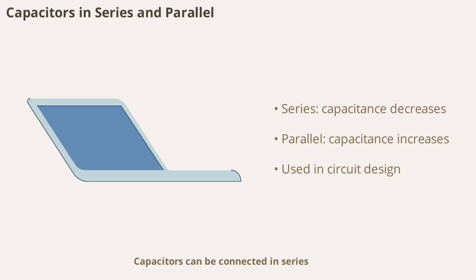Capacitors can be connected in series or parallel to achieve desired capacitance values. In series, the total capacitance decreases, while in parallel, it increases. Understanding how to combine capacitors is important for designing circuits with specific energy storage and filtering requirements.